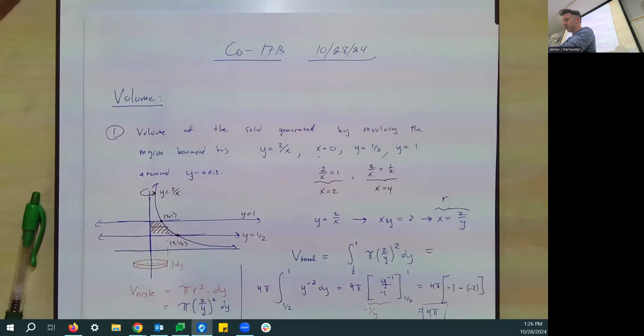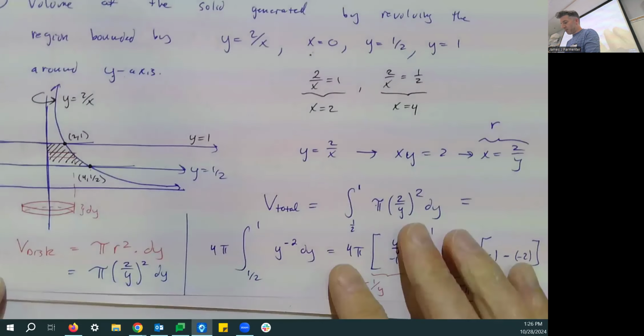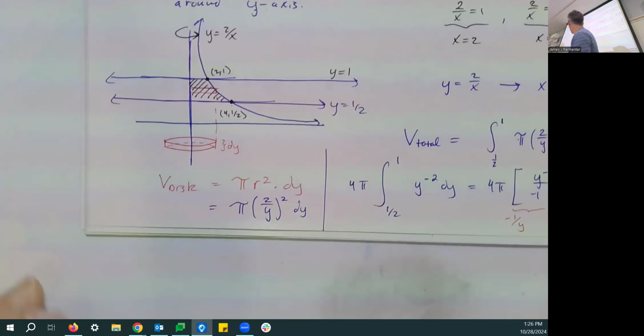Let me zoom in for a minute here. It didn't matter how high or how low I drew that little strip. It always would have had x equals 0 as its left boundary and x equals 2 over y as its right boundary. Doesn't matter, right? Draw it at the top, draw it at the bottom, somewhere in between. Left boundary is always going to be x equals 0. Right boundary is always going to be x equals 2 over y.